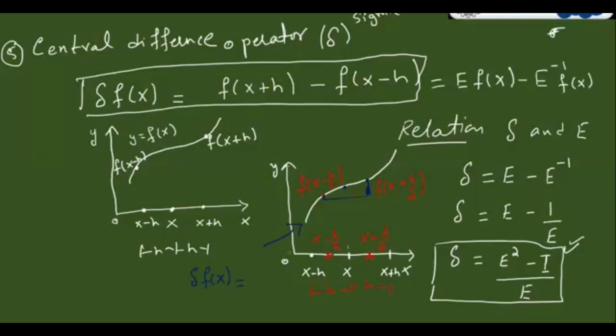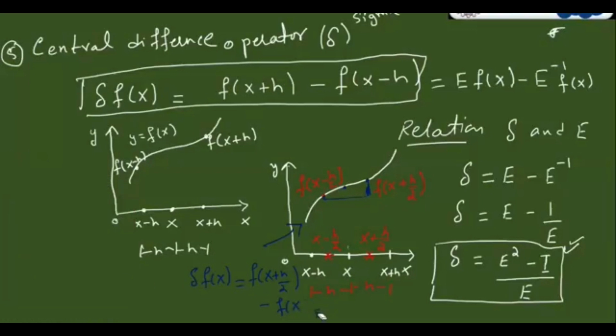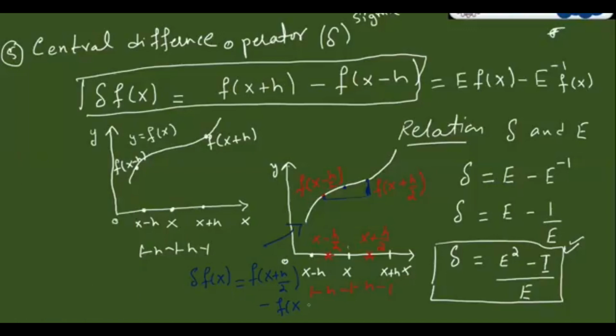So if I define the central difference for this diagram, I can say the central difference of f of x is equal to f of x plus h by 2 minus f of x minus h by 2. So this is also a central difference.